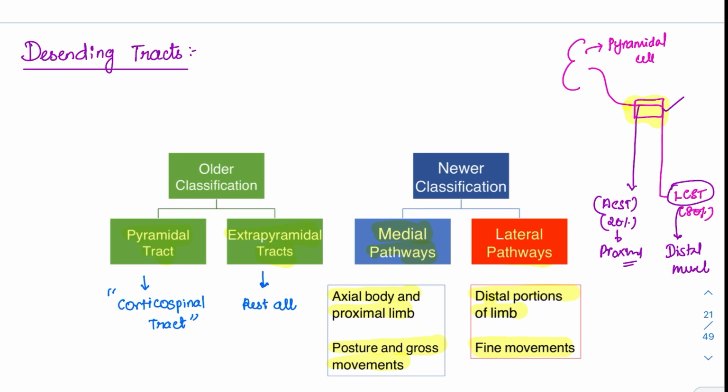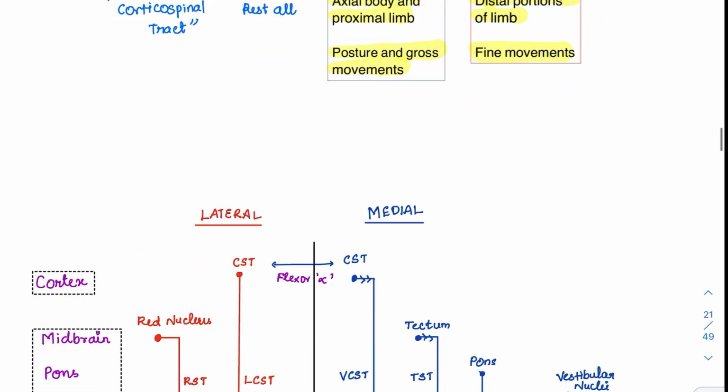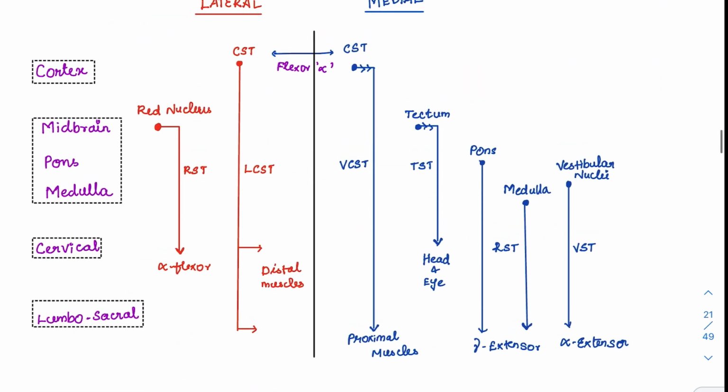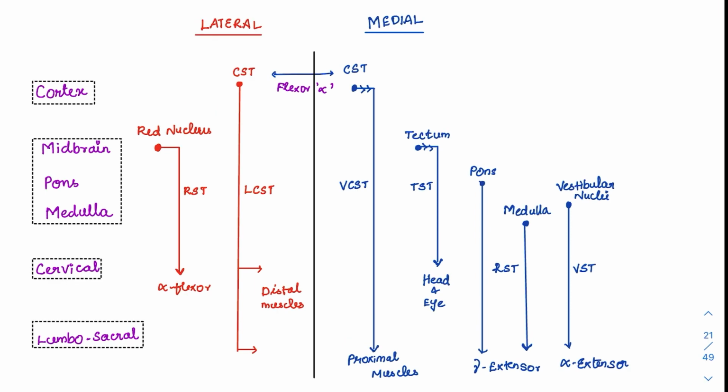Now we will discuss all the tracts in one diagram. Please pay attention to this diagram, because it can help us answer a lot of MCQs. All the decorticate, decerebrate, whatever rigidity they ask, we can answer from this simple diagram. First, we are grouping them as lateral and medial groups of tracts. Now we are talking about all the descending tracts. The primary group is lateral and the other group is medial. We will start with the lateral group first.